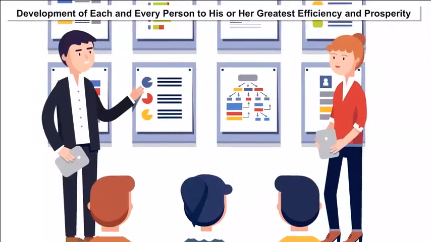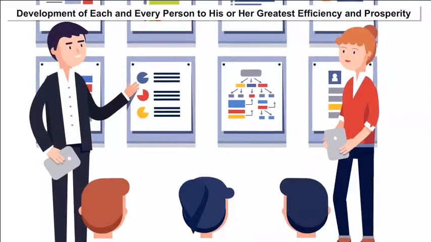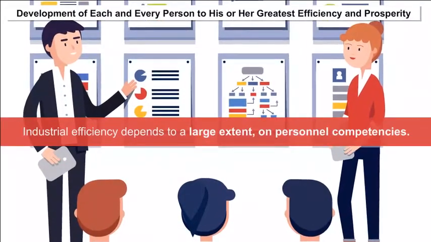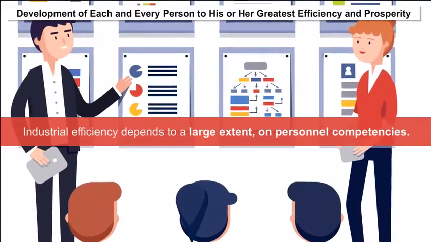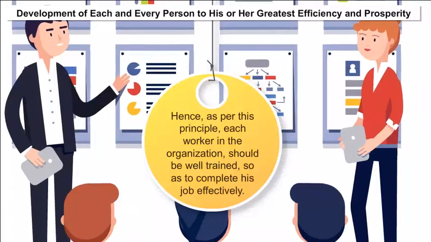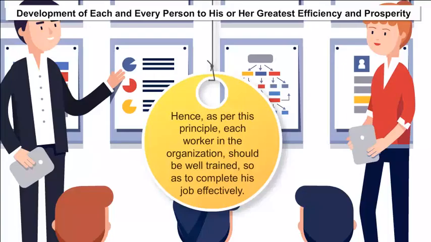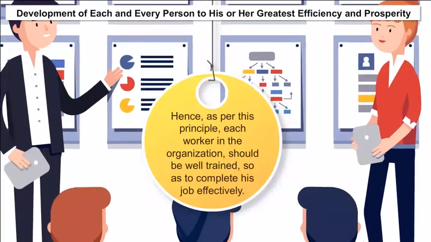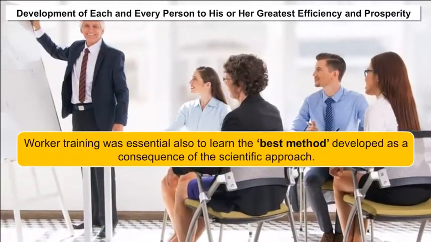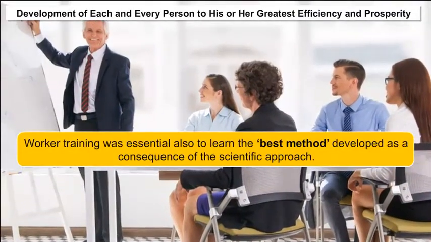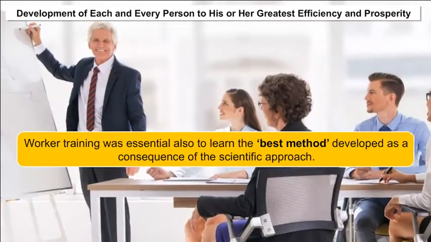Development of each and every person to his or her greatest efficiency and prosperity. Industrial efficiency depends, to a large extent, on personal competencies. Hence, as per this principle, each worker in the organization should be well trained so as to complete his job effectively. Worker training was essential also to learn the best method developed as a consequence of the scientific approach.